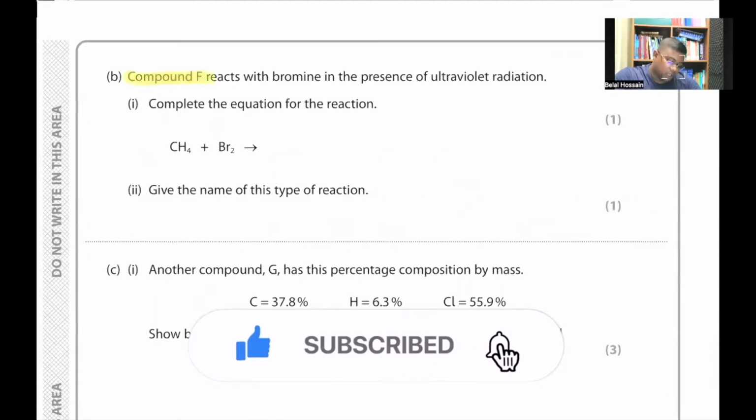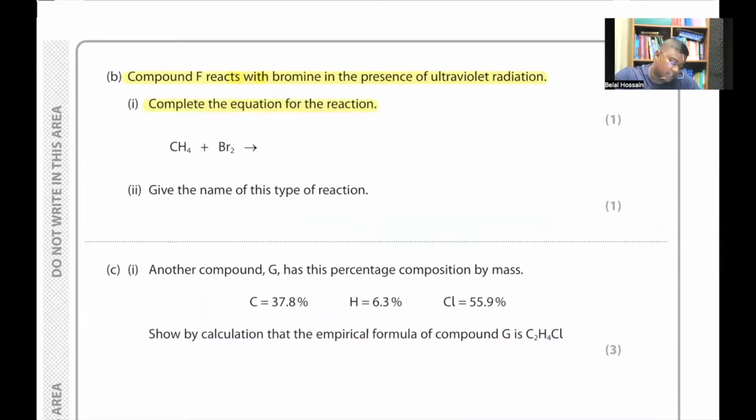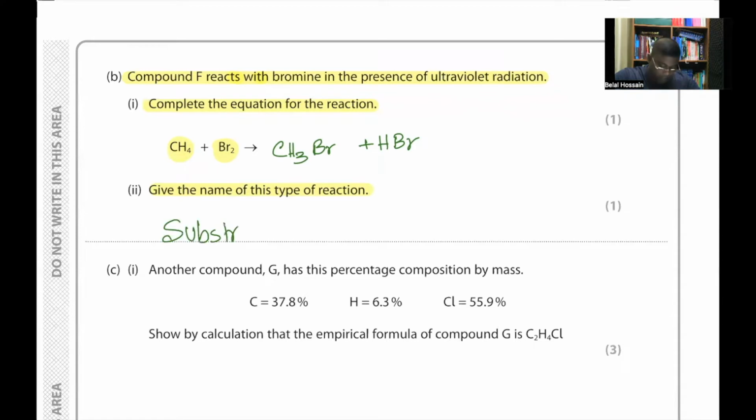Part B. Compound F reacts with bromine in the presence of ultraviolet radiation. Complete the equation for the reaction. So if we react methane with bromine, in the presence of UV light, we are going to get bromomethane and HBr. The question says, give the name of this type of reaction. This type of reaction is called a substitution reaction because the hydrogen is substituted by the bromine.